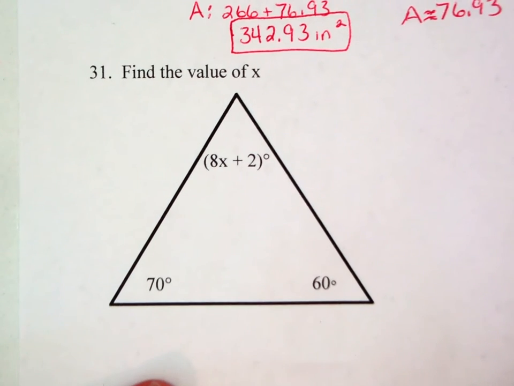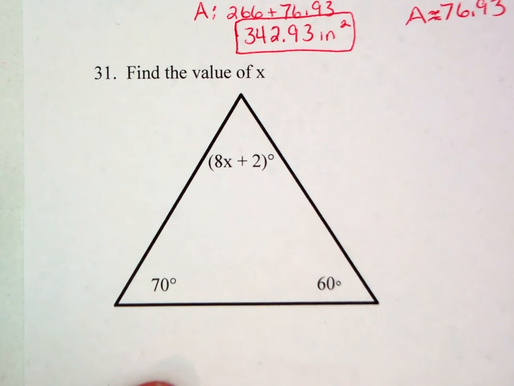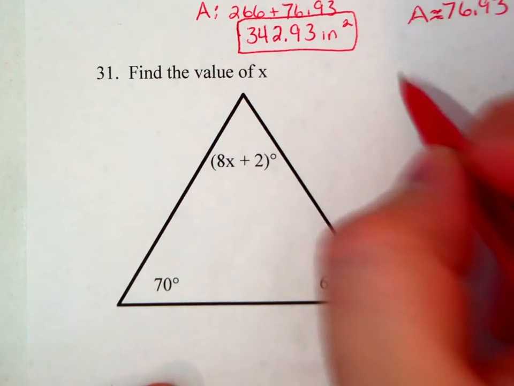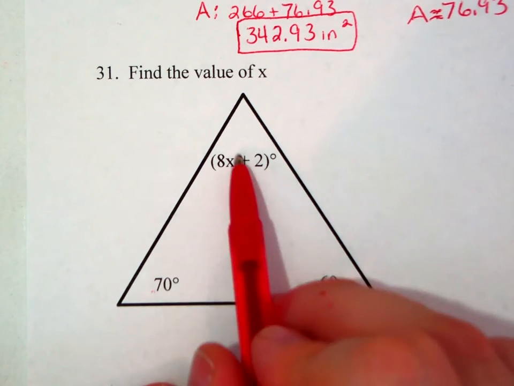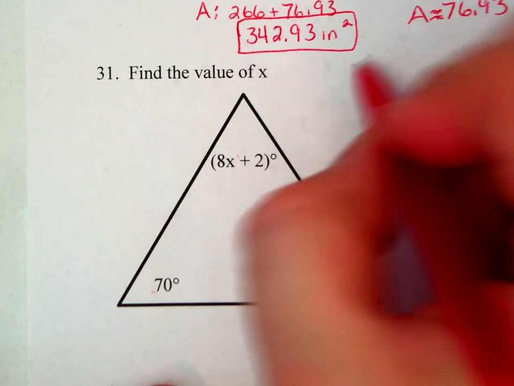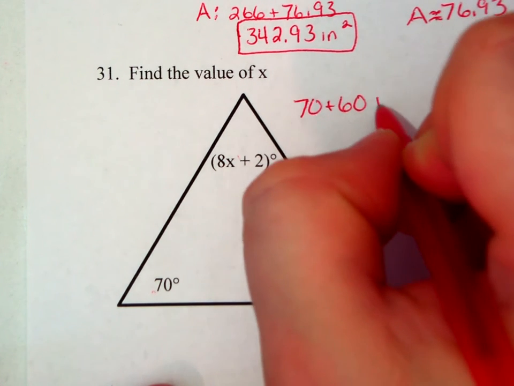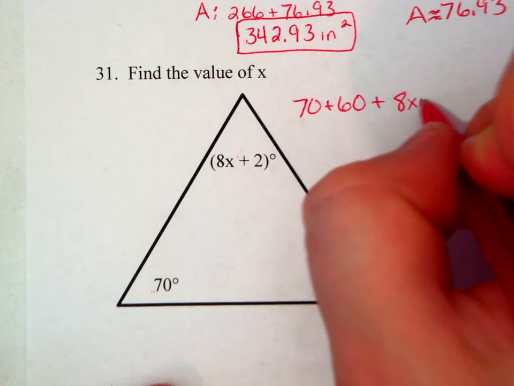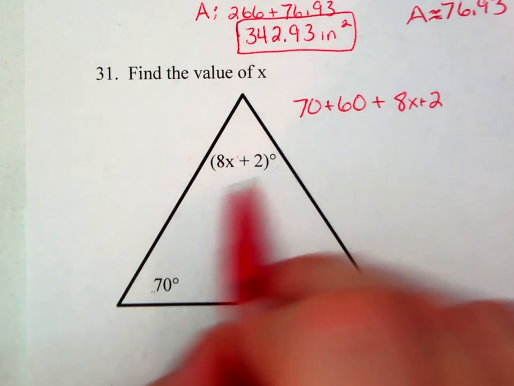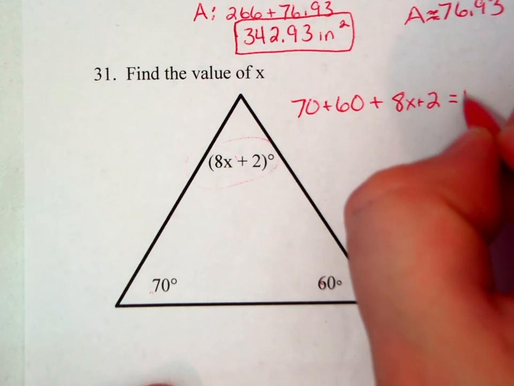Number 31, find the value of x. Now you should recall us dealing with the triangle sum theorem, in which the triangle sum theorem told us that the measure of the three interior angles in a triangle all add up to 180. And since they do, we can say that 70 plus 60 plus 8x plus 2, which is the measure given for this angle up here, have all got to equal 180.